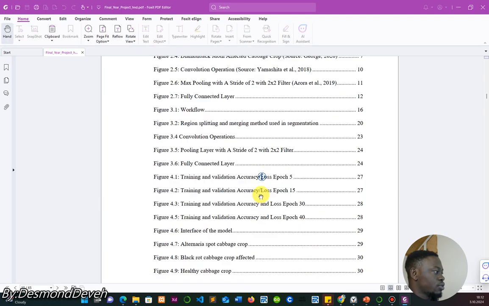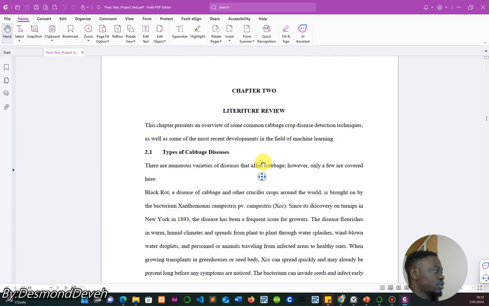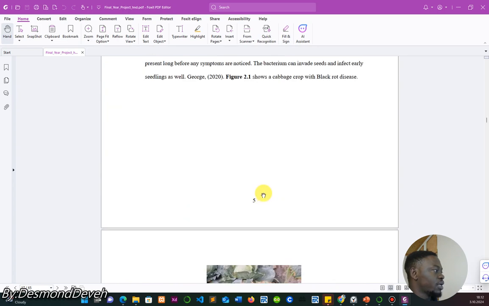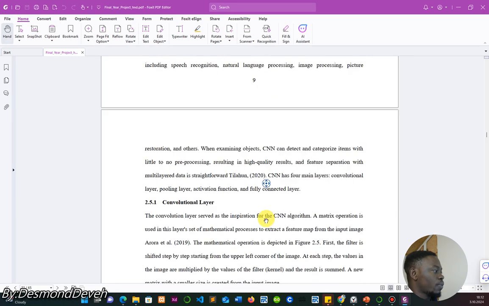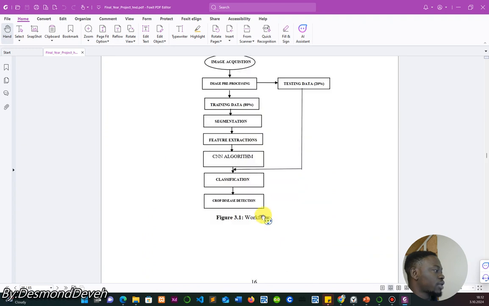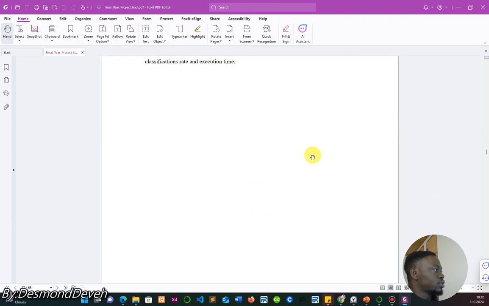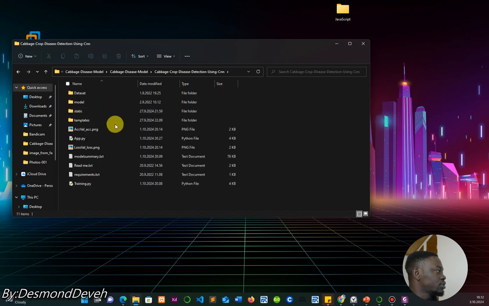So we go through, and this is a literature review. I did a literature review about the work, and this is the methodology. I came up with an algorithm. Quickly, I will also show the project. This is the folder containing the model and everything, the coding and everything. This is the training model, and this is the application that runs the training model.